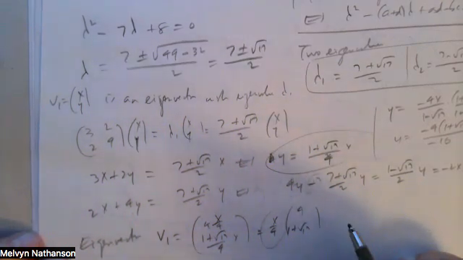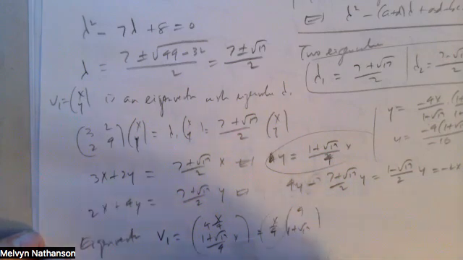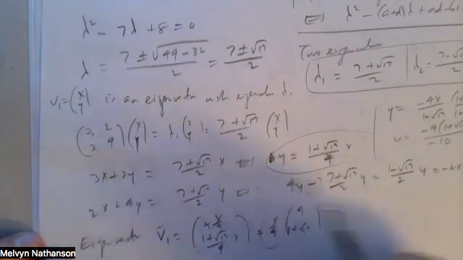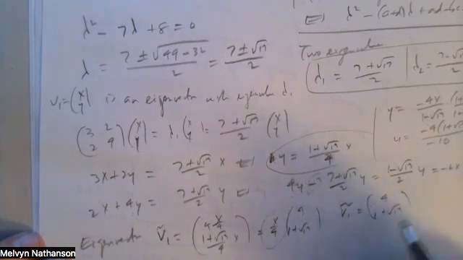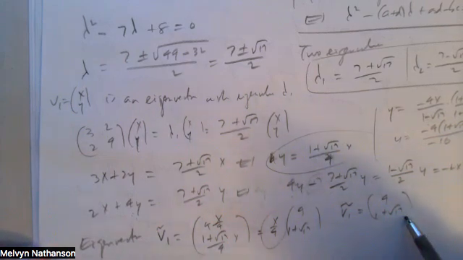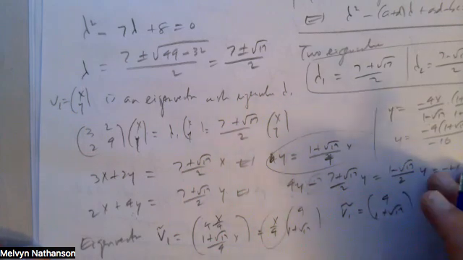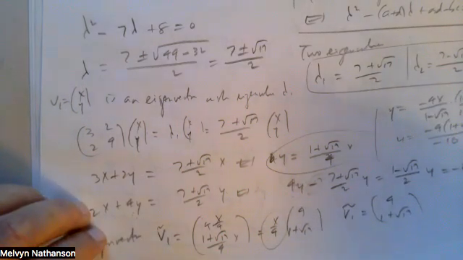So let me just call this V1 tilde. So V1 tilde is 4, 1 plus root 17. This is an eigenvector with eigenvalue lambda 1.